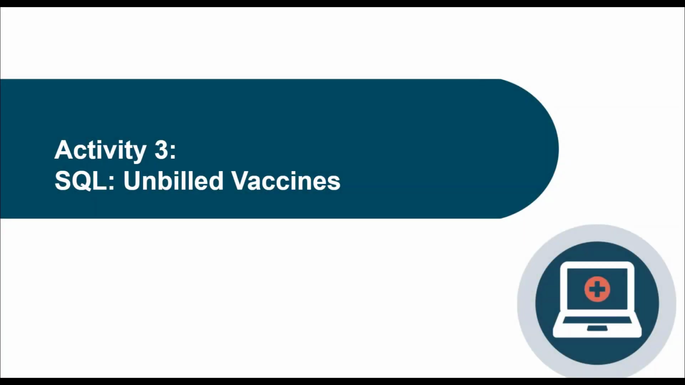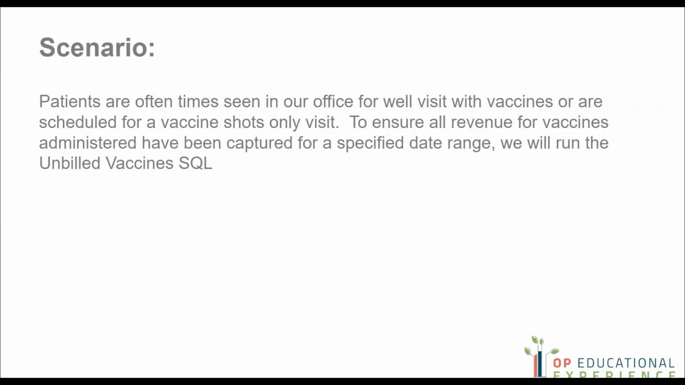Activity 3, run SQL for unbilled vaccines. There may be times where patients are seen in the office for well visits with vaccines, or a nurse visit shots and superbill charges do not flow to the unposted superbill window. Therefore, we will run the unbilled vaccine SQL to query these patients with missed charges to ensure all revenue for vaccines are submitted to payers.